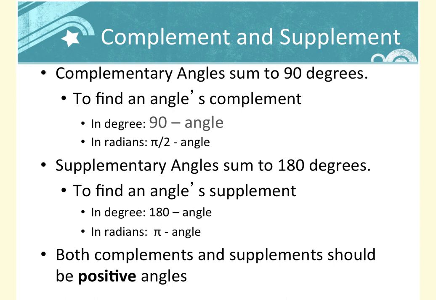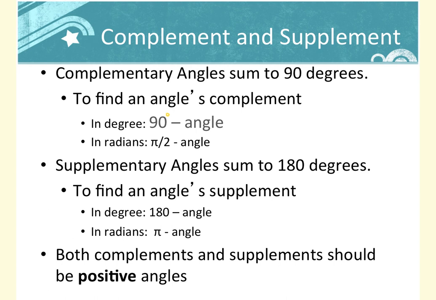Complementary angles are two angles that sum to 90 degrees. So if they're in degrees and I want to find its complement, I do 90 minus the angle. Because 90 and pi over 2 are the same, if it's in radians, then I do pi over 2 minus the angle.